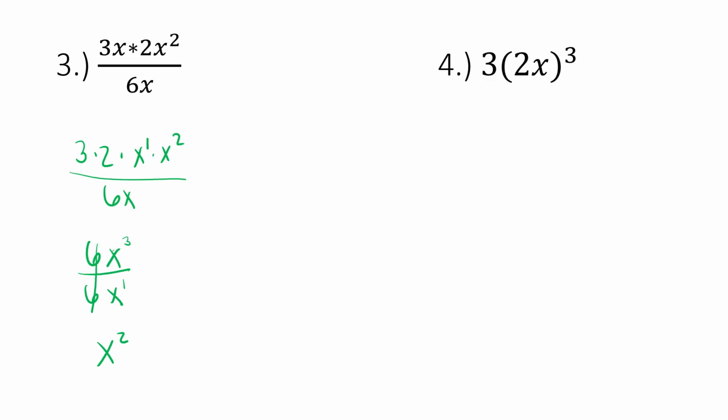Now, what I would be more likely to do, okay, I'm going to copy the problem, is this. I would say to myself, X cancels with X. And 3 times 2 is 6, which will cancel with the 6 and jump right to the x squared. I would not show any intermediary work.